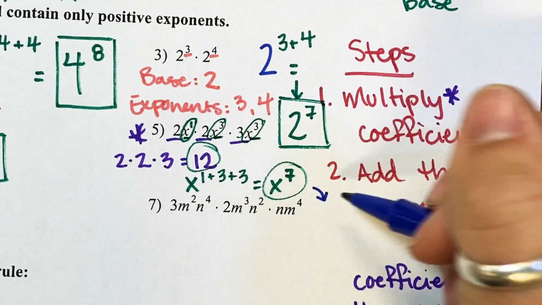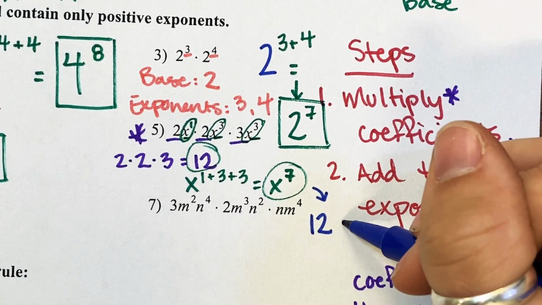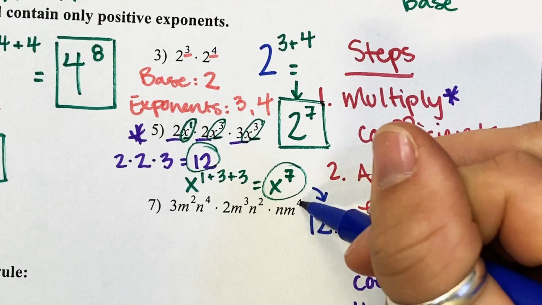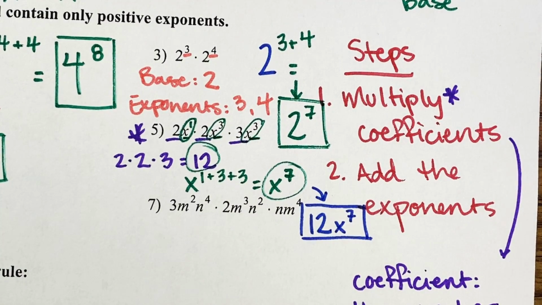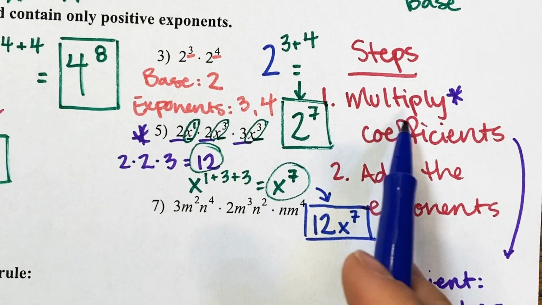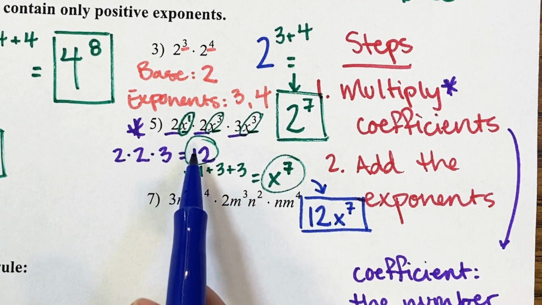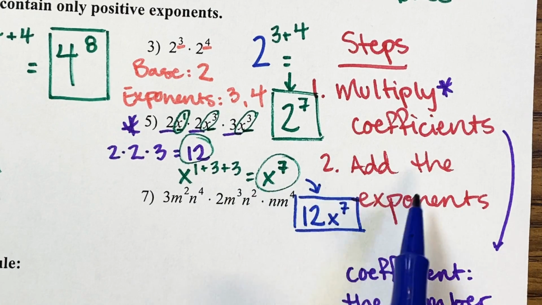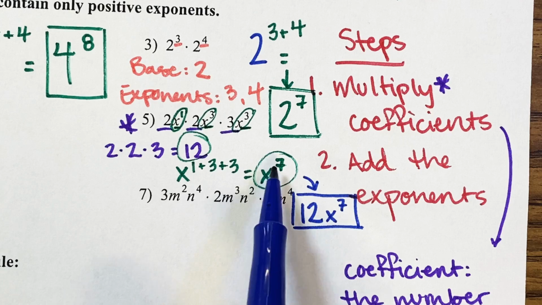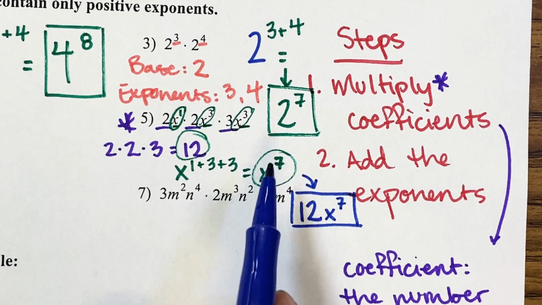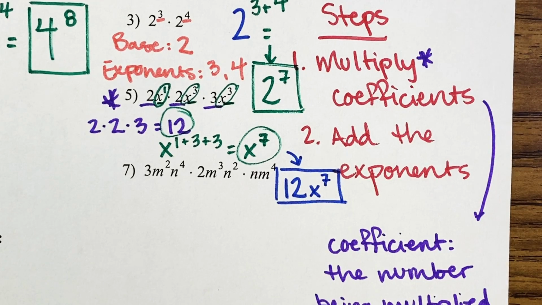Okay, I'm going to write it right here. So our simplified expression is 12x to the 7th. Okay, we did both steps. We multiplied our coefficients, 2 times 2 times 3 to get 12. And we added our exponents, 1 plus 3 to get 7 attached to that x, right? 12x to the 7th. Great job.